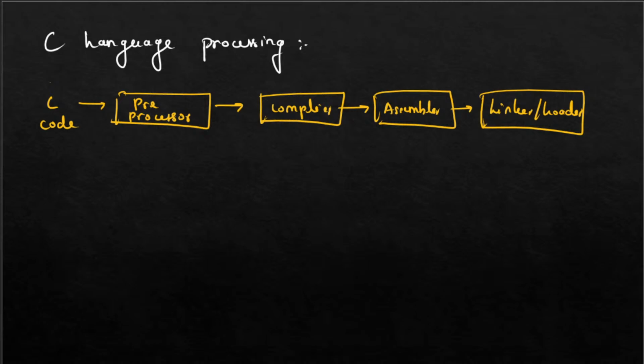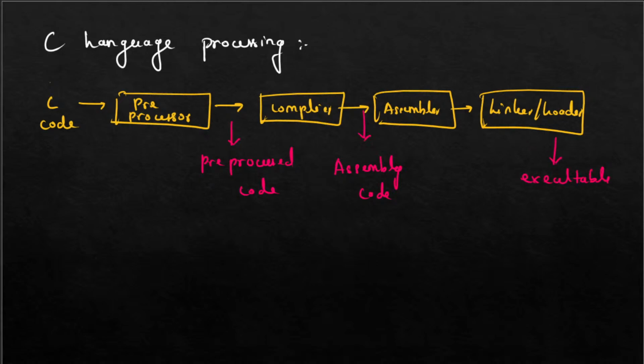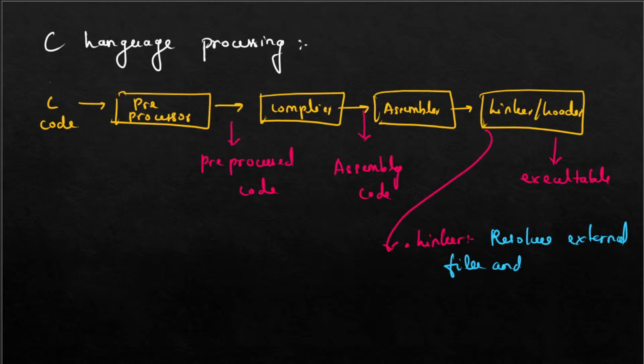And between preprocessor and compiler, preprocessed code happens. After that assembly code is there. And this is the executable code. This is linker. Linker resolves external files and variables.